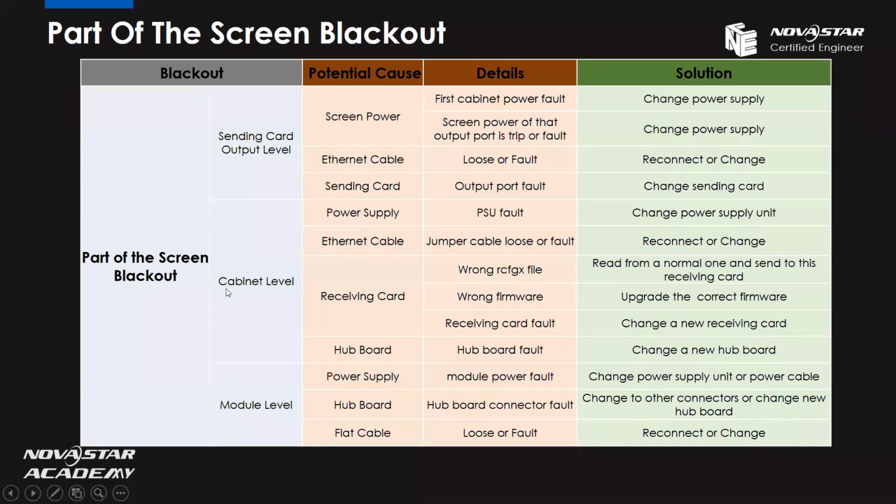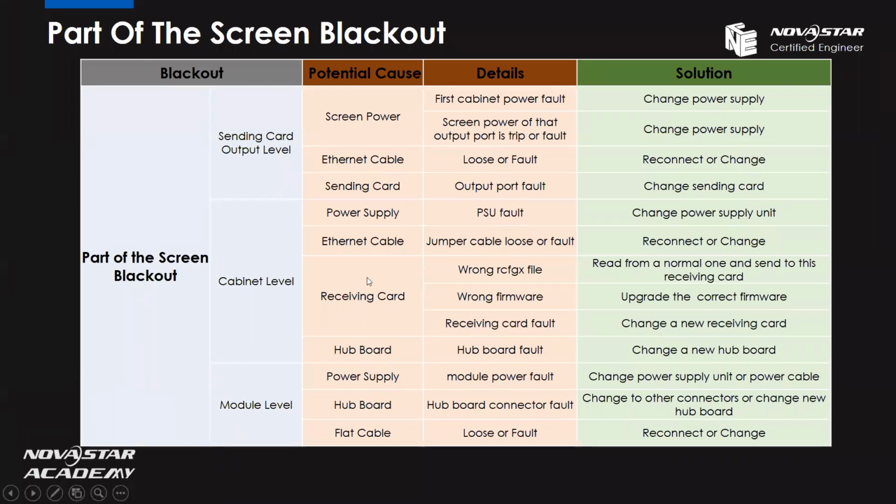Okay, and for the cabinet level, first, it is very important to check the power supply. If there is something wrong, we need to change another one. And the Ethernet cable, it is the same as before. If there is something wrong, reconnect or change a new one.